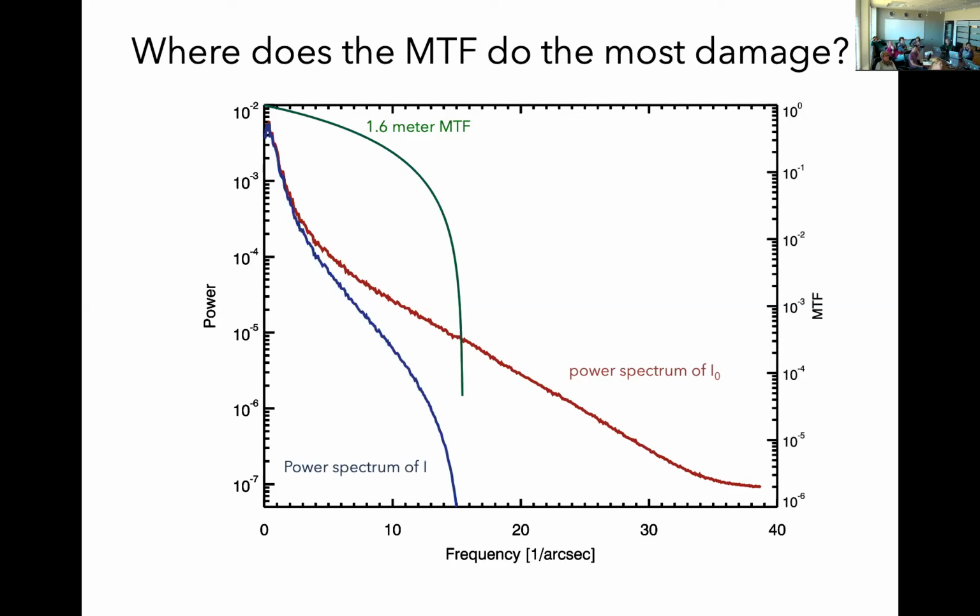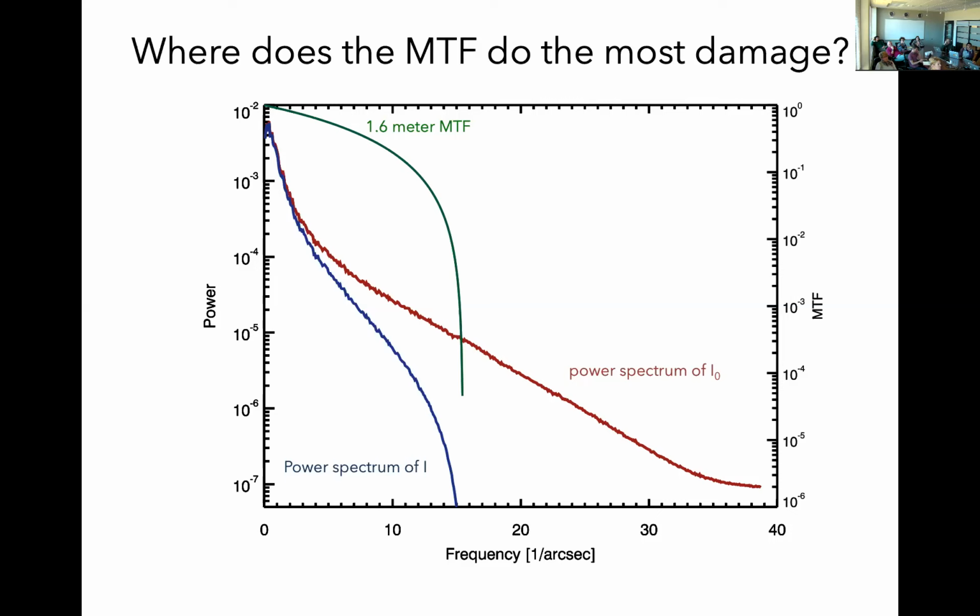So that image that we looked at, the convolved image, has this power spectrum now. I've taken my input image, represented there by the red spectrum, convolved it with my 1.6 meter MTF, and I see that the power spectrum of the convolved image drops off steeply and falls well below the power of the input image. So that's why it appears blurrier. It doesn't have as much high frequency information in the image.